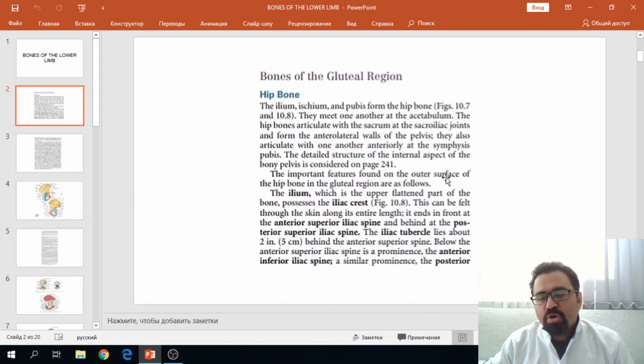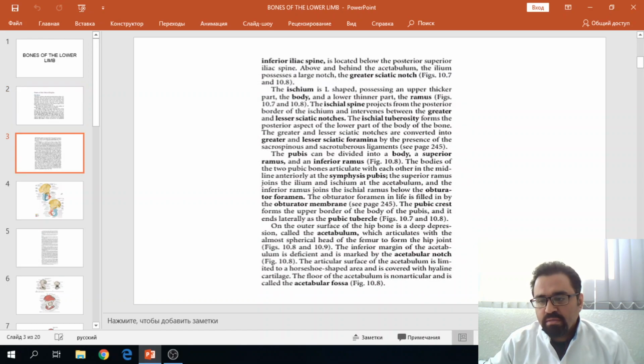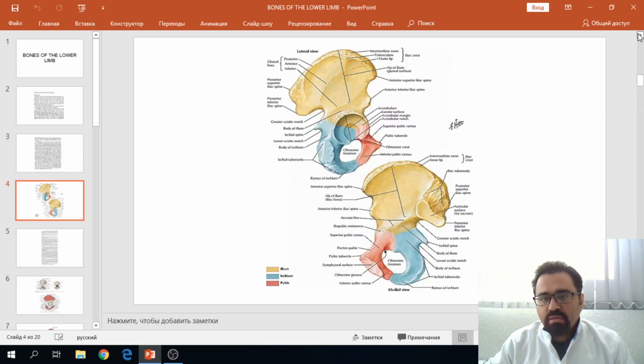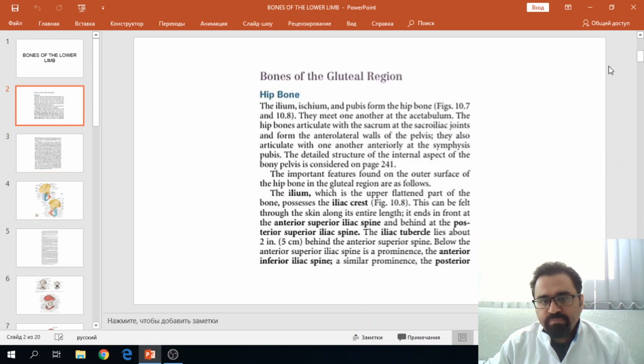Now the important features on the hip bone: number one, there are three bones: ilium, ischium, and pubis. The ilium is the outer, broader bone. It is the upper flattened part of the bone and possesses the iliac crest. This can be felt through the skin along its entire length. Its end is in front at the anterior superior iliac spine and behind at the posterior superior iliac spine.